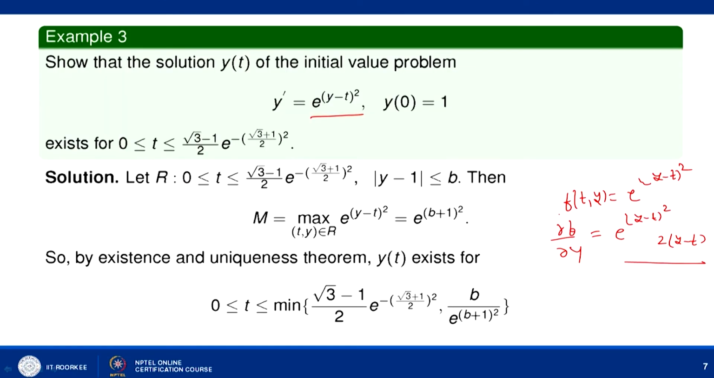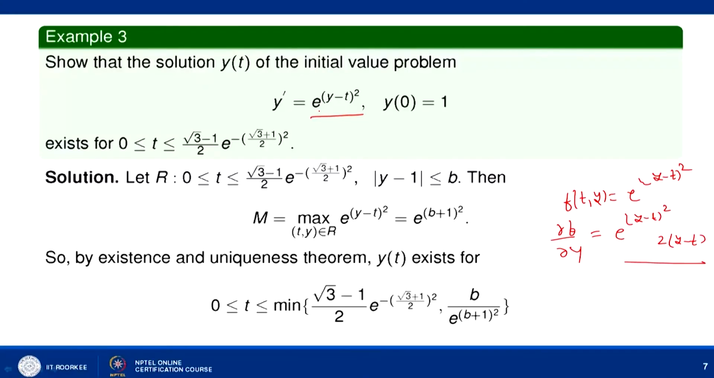So, we can check that it is also satisfying the Lipschitz condition. Here we have shown that it satisfies the Lipschitz condition by showing that this partial derivative exists and it is bounded by some constant k. So, it satisfies all the conditions of the existence and uniqueness theorem. So, we can say that by the existence and uniqueness theorem, the solution of this initial value problem exists in the interval 0 less than or equal to t less than or equal to minimum of a, which is given here, and b by M. Here b by M is given by b over e to the power (b plus 1) whole square.